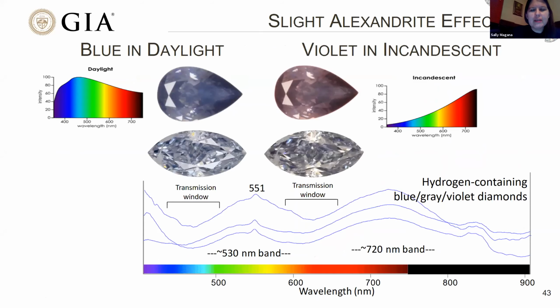These are also interesting because they show a slight Alexandrite effect, in that they have two transmission windows in their absorption spectra. One is positioned within the blue, and the other transmission window is within the red. So if we look at the diamond in daylight, then the blue transmission window is dominant. And if you look at the diamond in incandescent light, then the red transmission window is dominant. So that's how we get this Alexandrite effect within these stones.